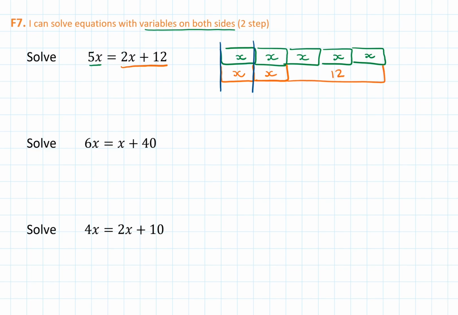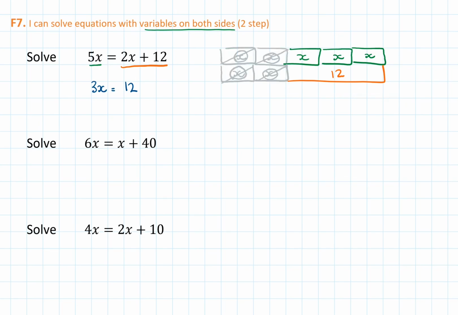We know that 2x plus 12 equals 5x, so the bar on the top will equal the bar on the bottom. Now we look at how we can calculate the value of x. First of all, we can get rid of something. We know that this x is the same as this x, so we can cross them out. And we know that this x is the same as this x, so we can cross them out from both sides. And what we are left with is that 3x equals 12.